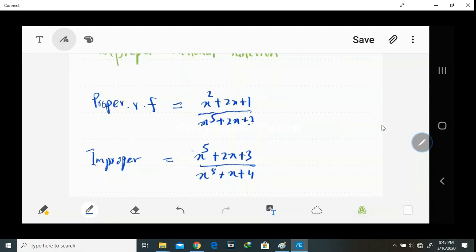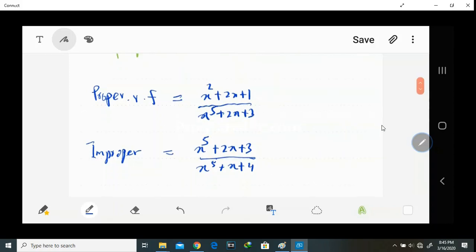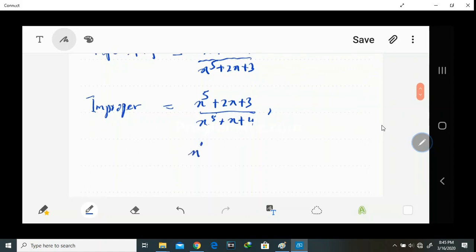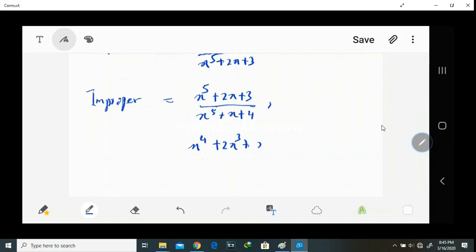See, the maximum power in the numerator and the denominator are equal, so in this case it becomes an improper rational function. And for example, I can come up with another example like x to the power 4 plus 2x cubed plus 3x squared plus 5 divided by x plus 5. In this case, the power in the numerator is greater than the power in the denominator, so this becomes an improper function.